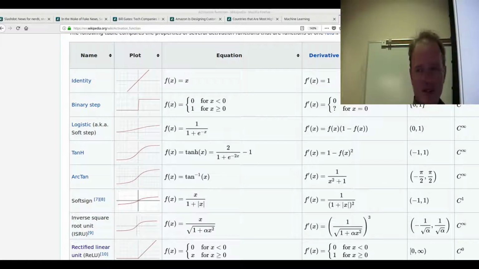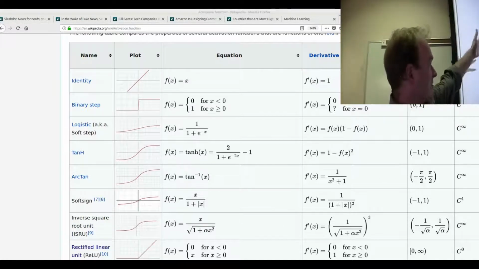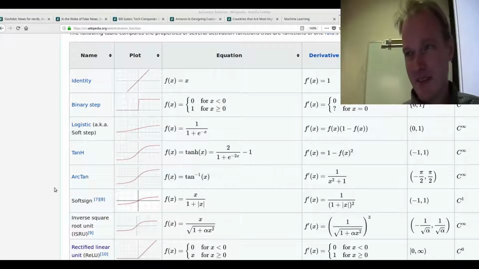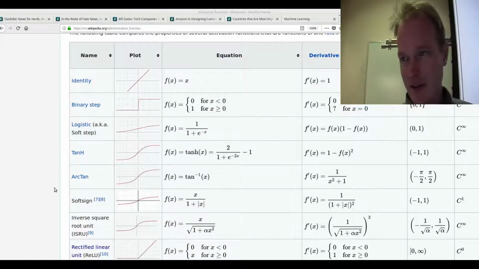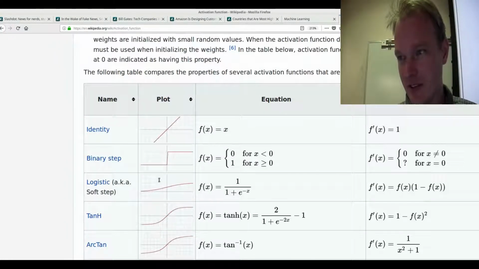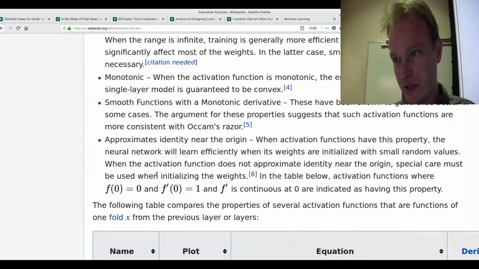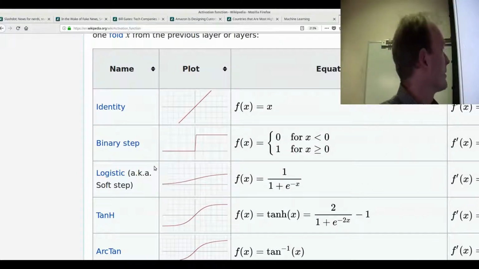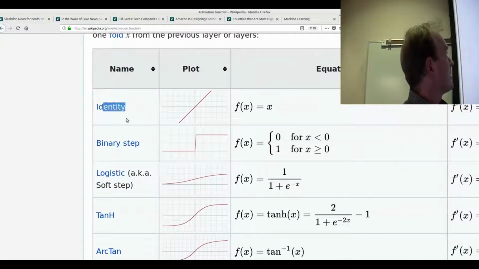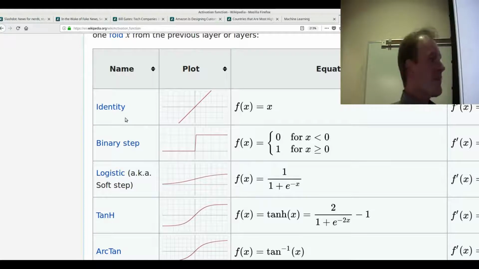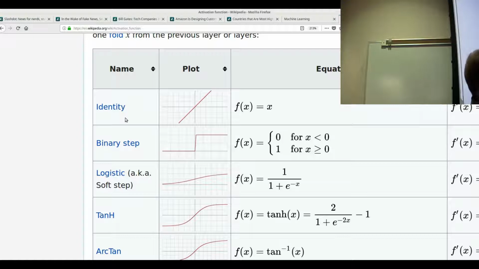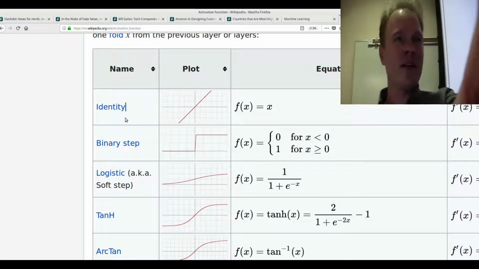Let's start off by answering the question, which activation function is the best? I have here a list of a bunch of activation functions, and let's go through them in historical order. If you just have a linear layer, you're basically doing linear regression. That's kind of the same as doing linear regression with the identity function as your activation function, right? In other words, no activation function.